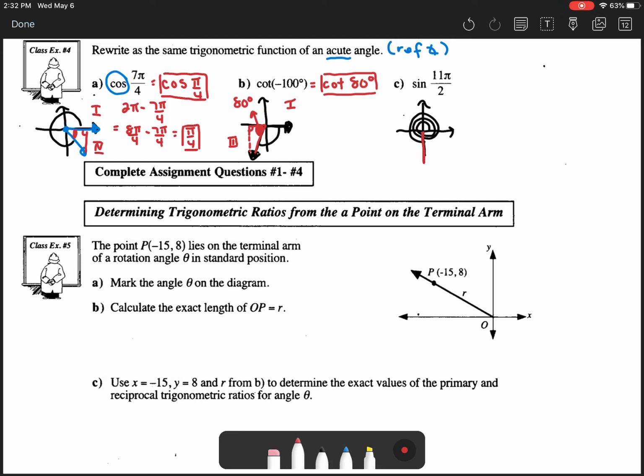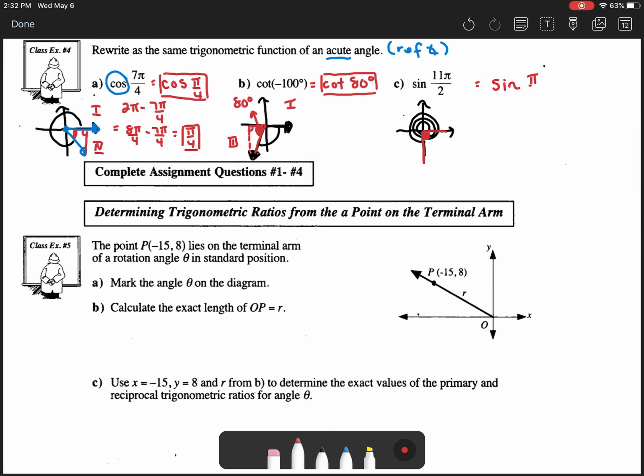So in that case, my reference angle is going to be right here along the x and the y-axis, which is 90 degrees. Okay, so here's the problem though. When I'm between quadrants 3 and 4, sine of 11 pi over 2 would give me a negative value because sine is only positive in 1 and 2. Okay, the reference angle there is 90 degrees.